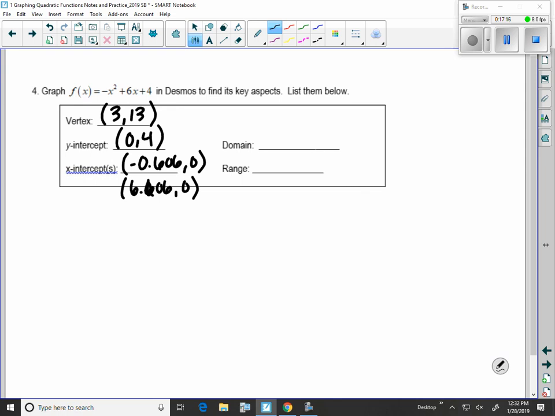Our domain. What's our domain? You can look at Desmos for it. You don't need to just know it based on what's written up here. Yep, that's a given. We always know that. Range. What's our range? Negative infinity, y is less than or equal to 13.